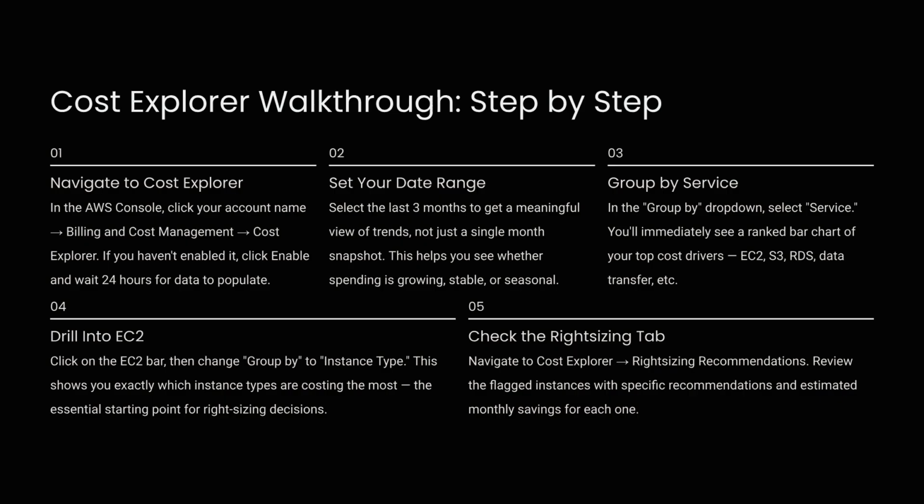First, navigate to Cost Explorer and set the date range to the last 3 months. Next, group by service to see your top cost drivers. Then, drill into EC2 and group by instance type to inform right-sizing decisions. Finally, check the right-sizing tab for automated recommendations.